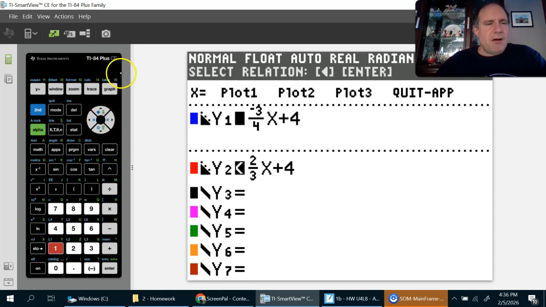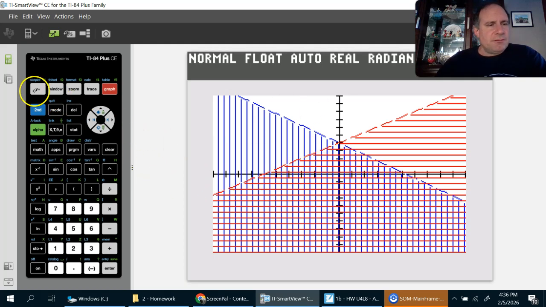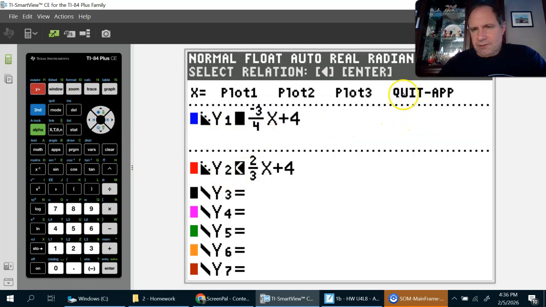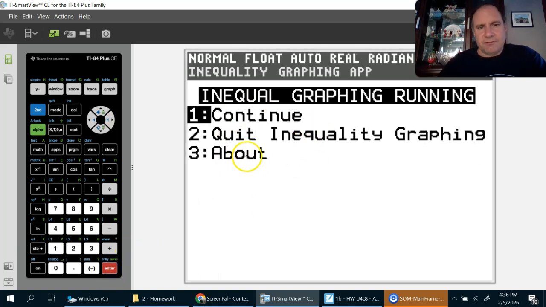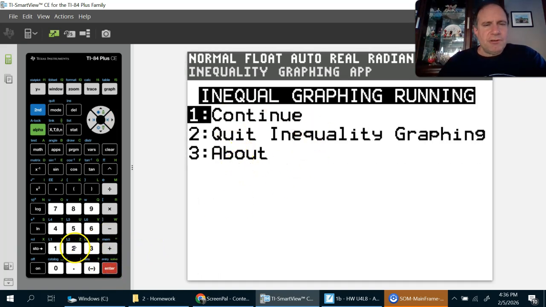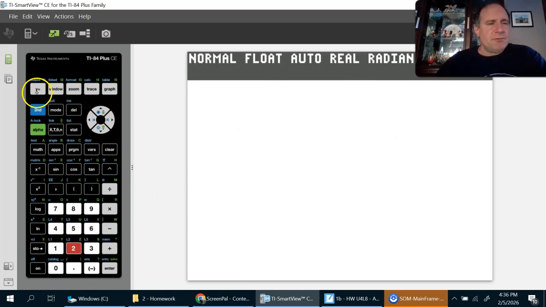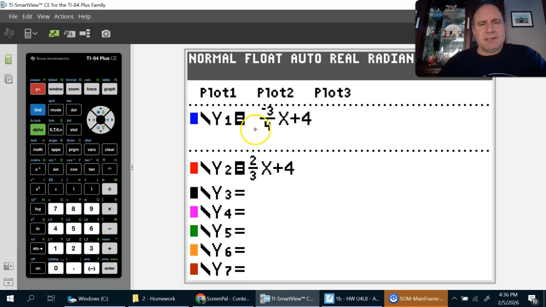You could also press continue. You could also, on this Y equals screen, see how it says quit app? You could go up to the X and go all the way over. It's going to take you as a shortcut to this same screen. You could press 2. And once you press 2, it'll go back to the main screen, and you can see that the Y equals, your equations are still there, but they're equations, they're not inequalities anymore. All right, and that's basically it. Wanted to show you the Inequalz app just so you can have a step-by-step to go through it.